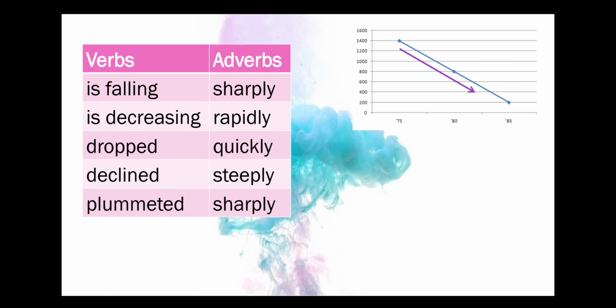And when the trend is going down and it's going down steeply, we can use these combinations. Is falling sharply, over here you can see we have used present continuous tense. Is decreasing rapidly, dropped quickly, here past tense has been used, the past indefinite tense. Declined steeply, plummeted sharply.